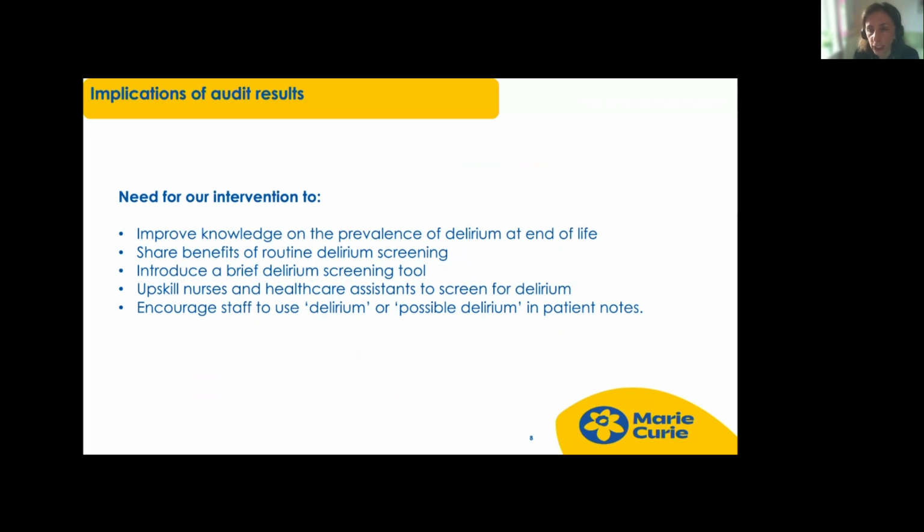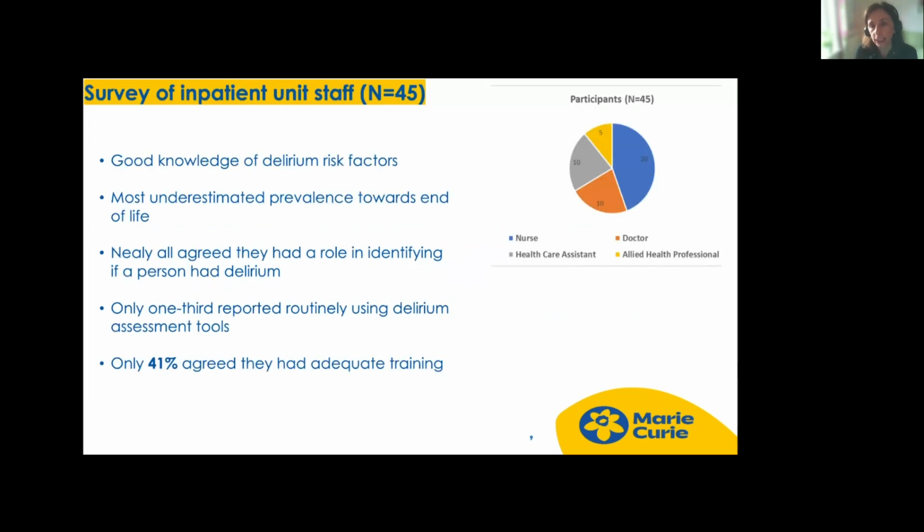Findings from our audit helped inform the development of our intervention. We realised that there was a need for our intervention to improve knowledge on the prevalence of delirium at end of life, to share benefits of routine delirium screening, to introduce a brief delirium screening tool, to upskill nurses and healthcare assistants to screen for and recognise delirium, and to encourage staff to use delirium or possible delirium in patient notes. We circulated an anonymous online questionnaire to all inpatient unit staff at both hospices.